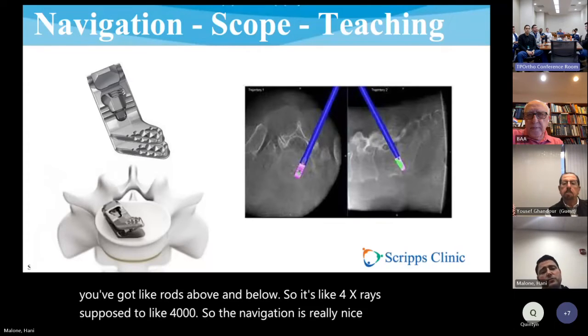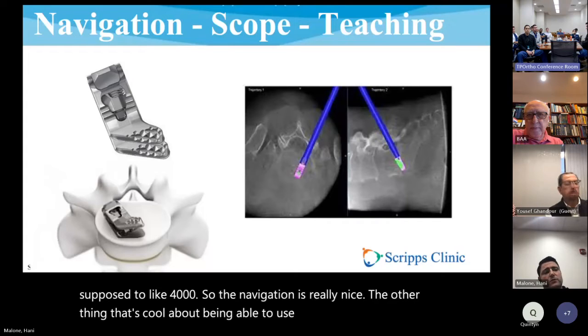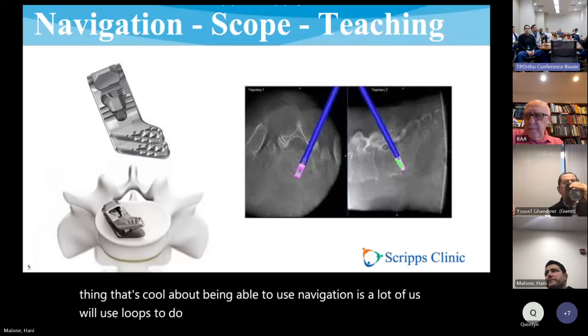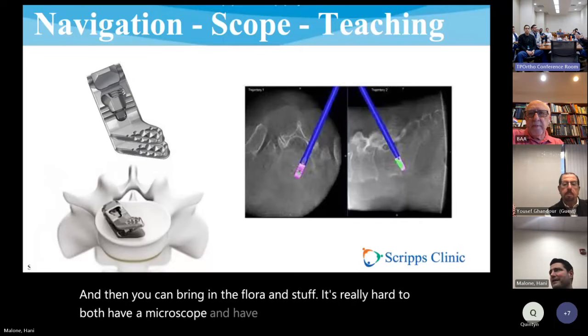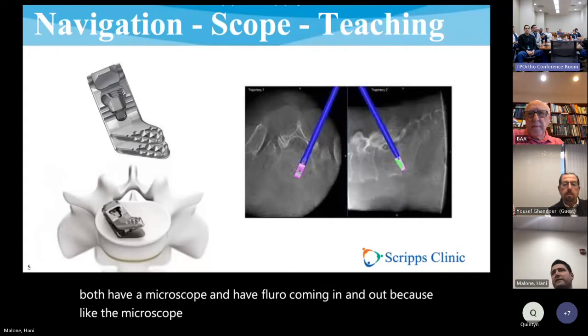The other thing that's cool about being able to use navigation is that a lot of us will use loops to do an MIS TLIF, and then you can bring in the fluoro. It's really hard to have both a microscope and fluoro coming in and out. With the microscope and the fluoro, it's a real pain in the neck.